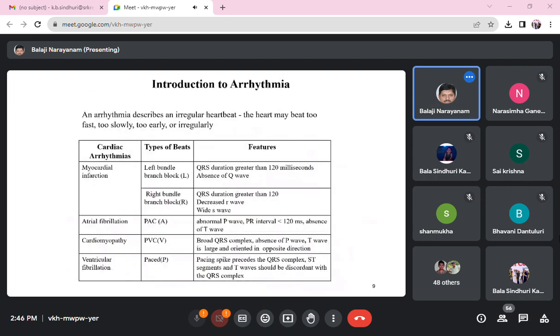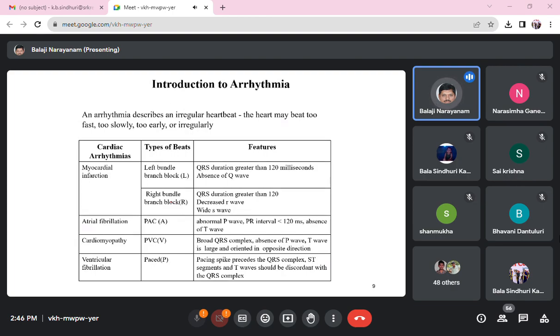So this is the recording of the activity. Previously we talked about arrhythmia. What is it? An arrhythmia describes an irregular heartbeat. The heart may beat too fast or too slowly, or it may beat too early or irregularly. All four scenarios are abnormalities.